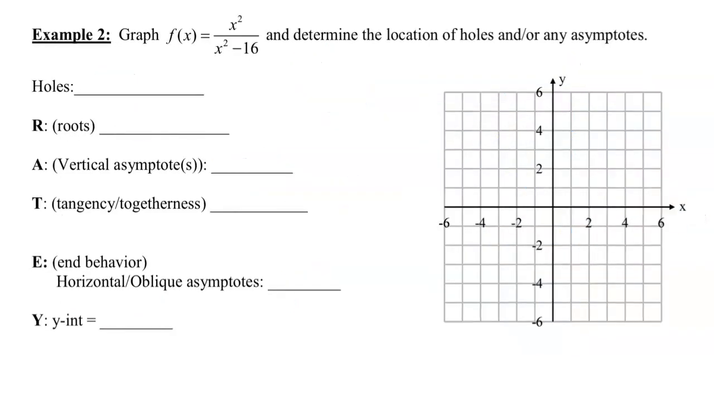Okay, here again on example 2, we're going to have to factor before we can start using the RATEY method. And so the numerator is taken care of. It's just x squared, but the denominator is going to again factor as a difference of squares into x plus 4 and x minus 4. So notice nothing's going to cancel, so I'm not going to have any holes in this particular function. The roots come from the numerator. So when the numerator is equal to 0, that would be the point 0, 0. And so I'm going to go ahead and plot the origin there as one of the points on the graph.